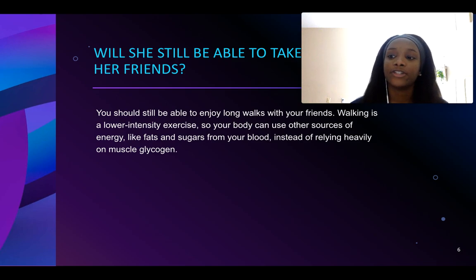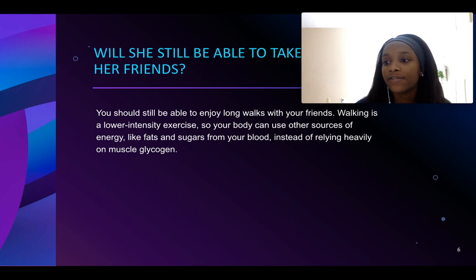Their next question to me was, will she be able to take long walks with her friends still? Yes, she should be able to still enjoy long walks with her friends. Walking is a lower intensity exercise, so the body can use other sources of energy, like fats and sugars from your blood, instead of relying heavily on muscle glycogen.